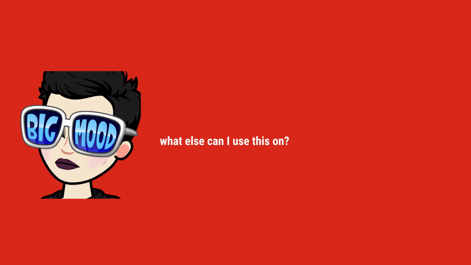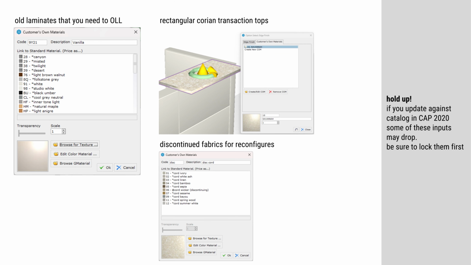You can use this on all sorts of specials. Old laminates that you need to list out as an open line laminate, so it's helping your visual, but also it's going to be shown in your spec and in your query and in your catalog. All of that will show your special product that you've applied. You can also use that for discontinued fabrics, especially when you're working on reconfigures. The possibilities are really whatever you need it to do and help with the automation side.